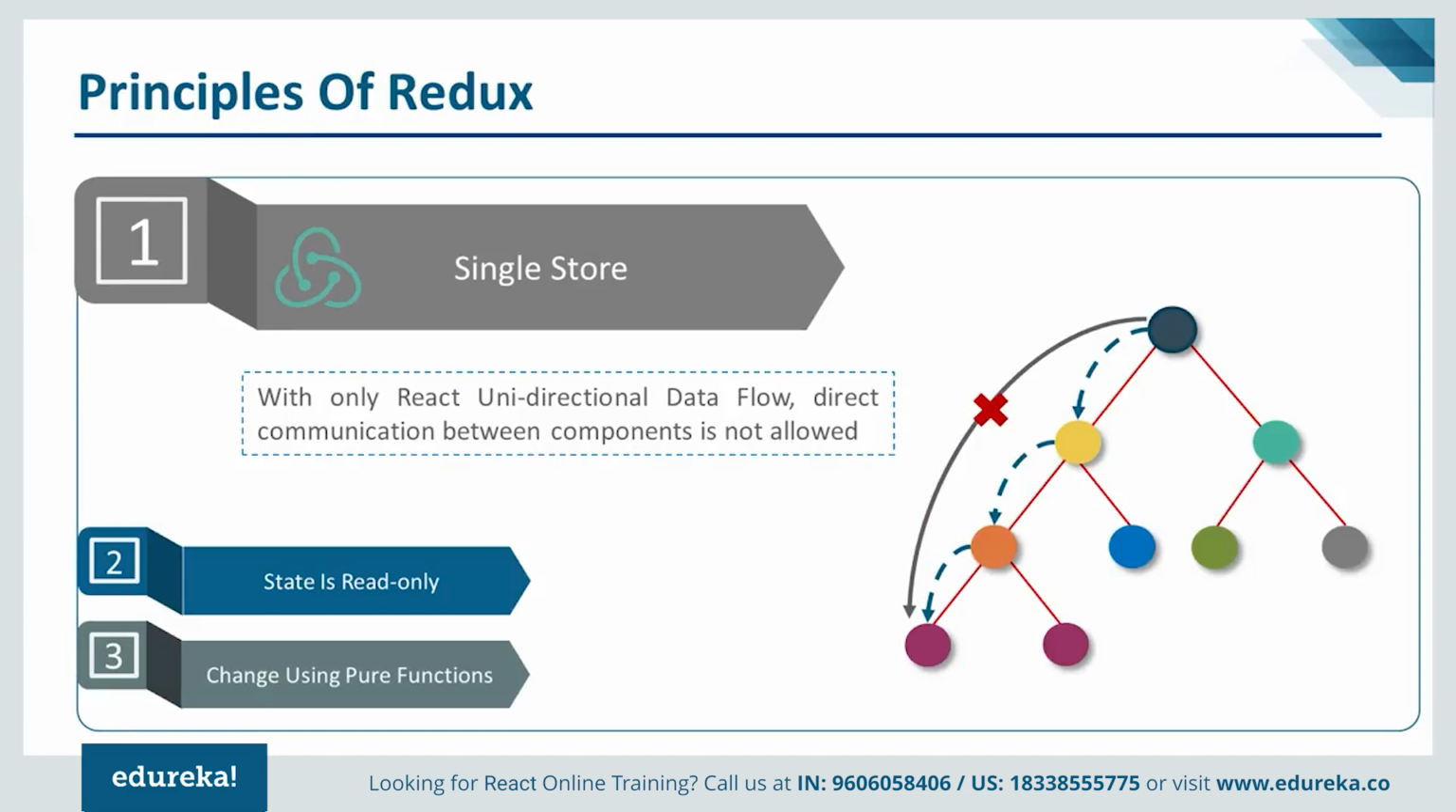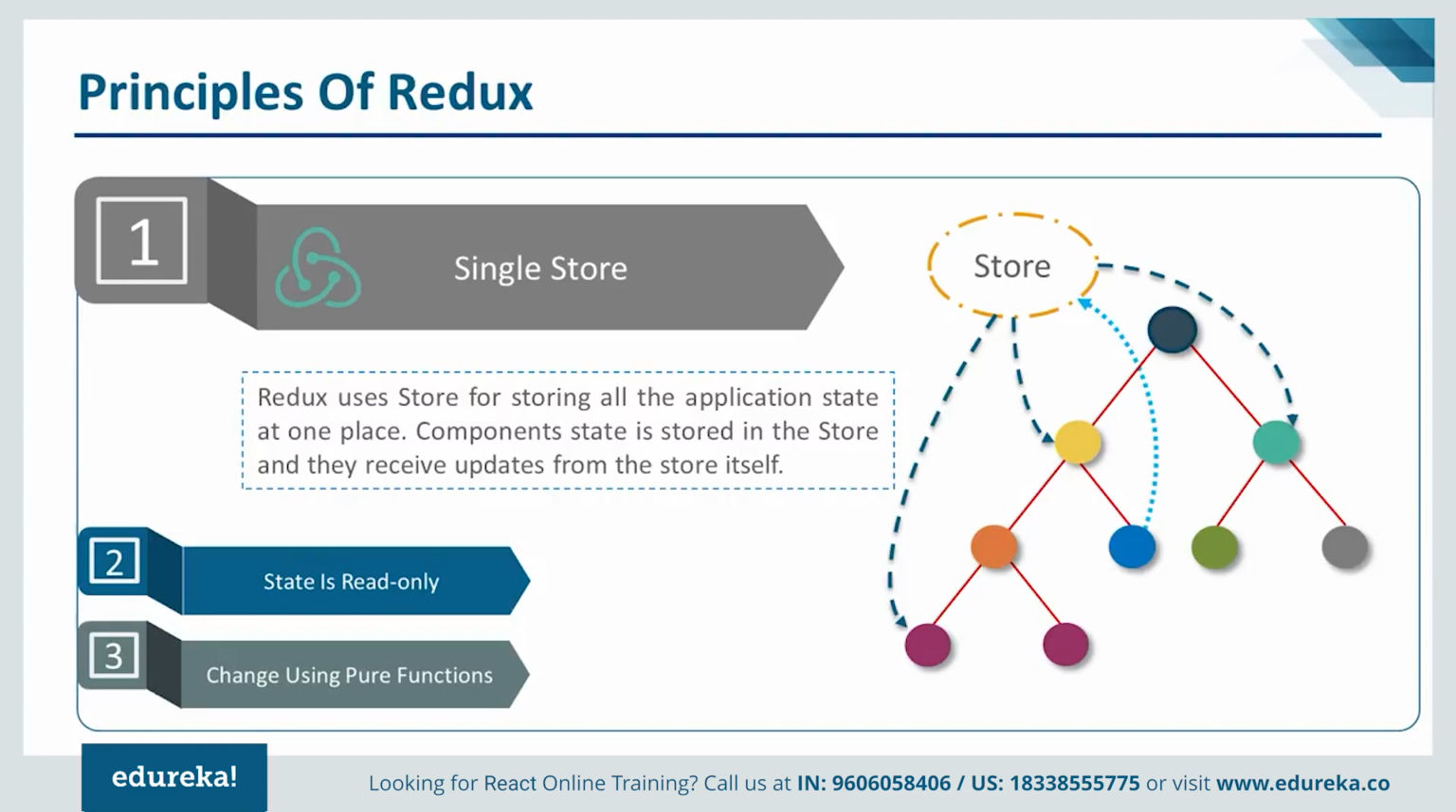The first one is single store. By single store, what I mean is that all your application state is placed in a single immutable store, which means that with only React's unidirectional data flow, direct communication between components is not allowed. This we already knew, that with React.js, direct communication between the components was not allowed. But by using React with Redux, this has become possible because it is using a single store now, which allows the dispatch and the subscription of the components to the store.